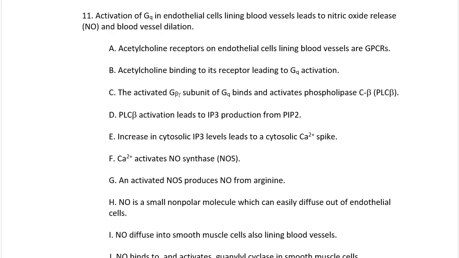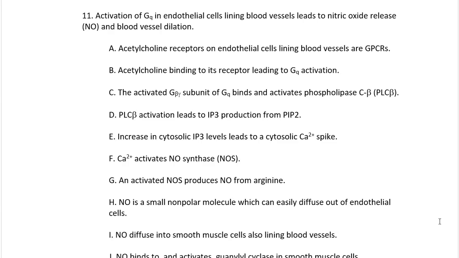Activation of GQ in endothelial cells lining blood vessels leads to nitric oxide (NO) release and blood vessel dilation. Acetylcholine receptors on endothelial cells lining blood vessels are G-protein coupled receptors. Acetylcholine binding to its receptor leads to GQ activation. The activated G-beta gamma subunit of GQ binds and activates PLC-beta.